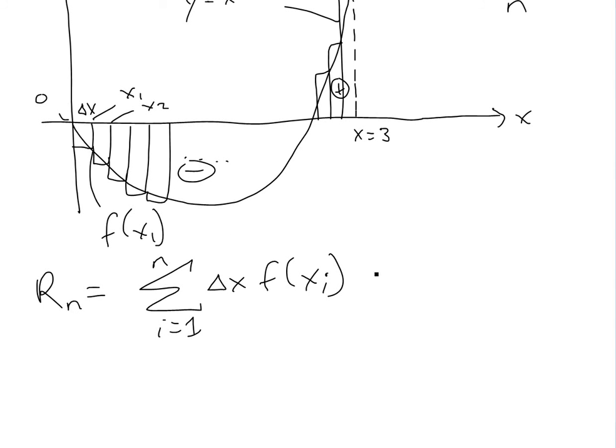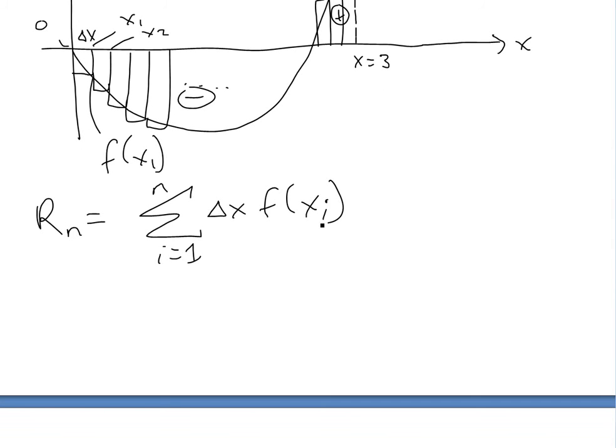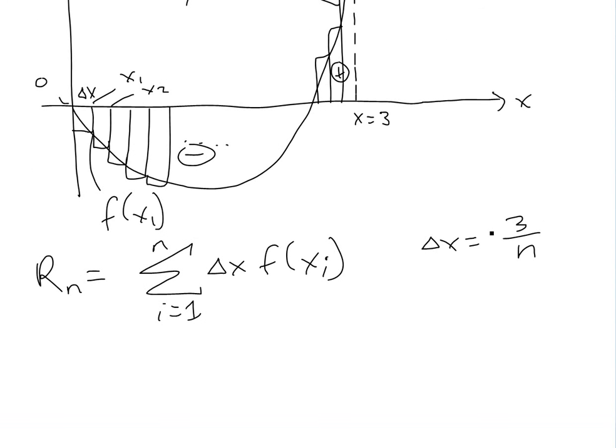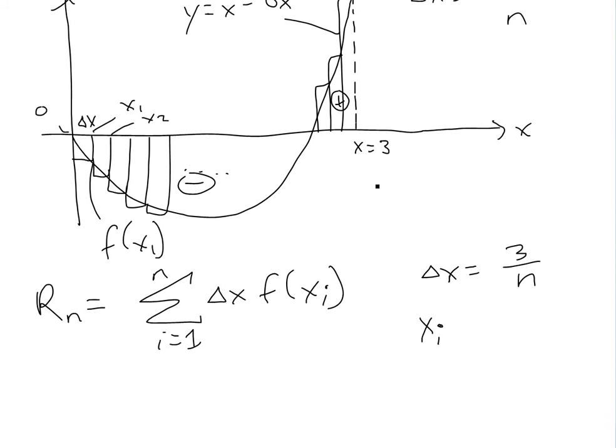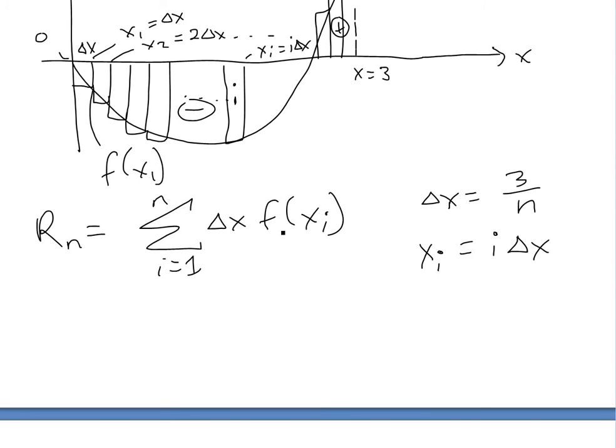So the summation of delta x times f of xi, where delta x is going to equal 3 over n. That's just the difference divided by the number of rectangles, so n rectangles, an arbitrary amount. And xi: initially x1 is equal to delta x, and we're just shifting by a delta x, so x2 is equal to 2 delta x, etc., all the way up to an arbitrary one, xi, which equals i times delta x, where i is the ith rectangle. Then f of xi we just plug into the formula: f of xi equals xi cubed minus 6xi.